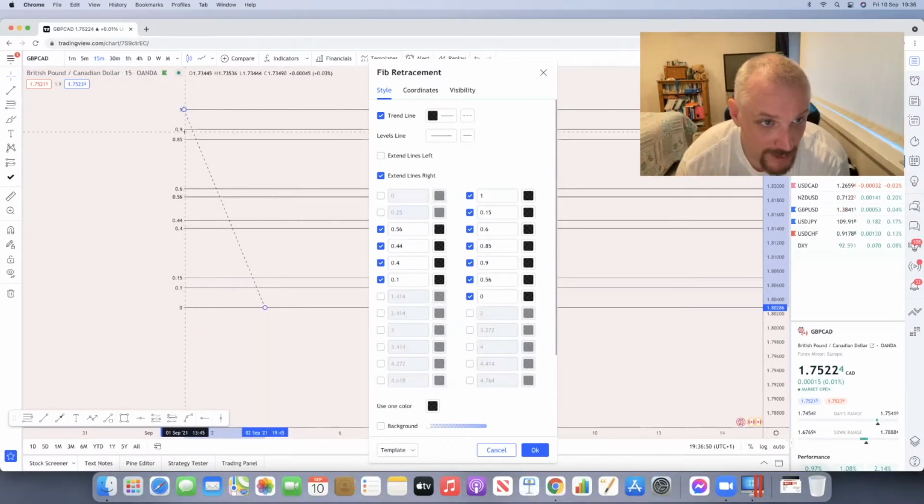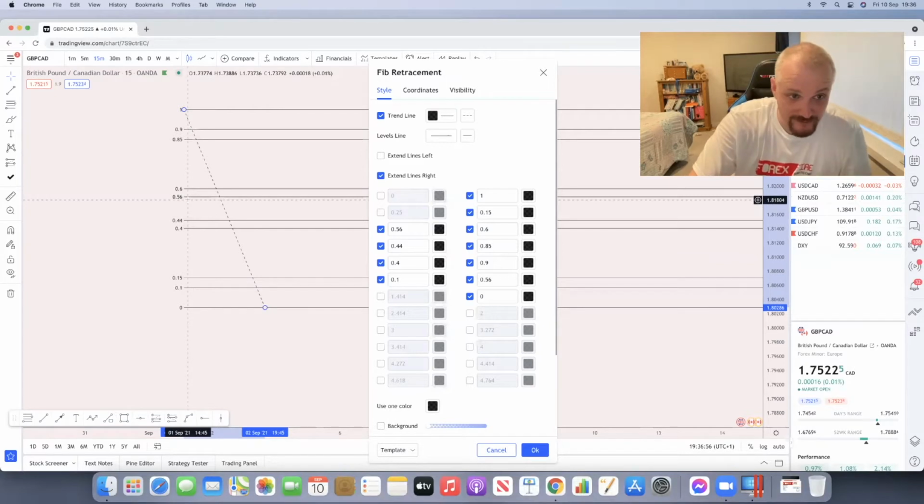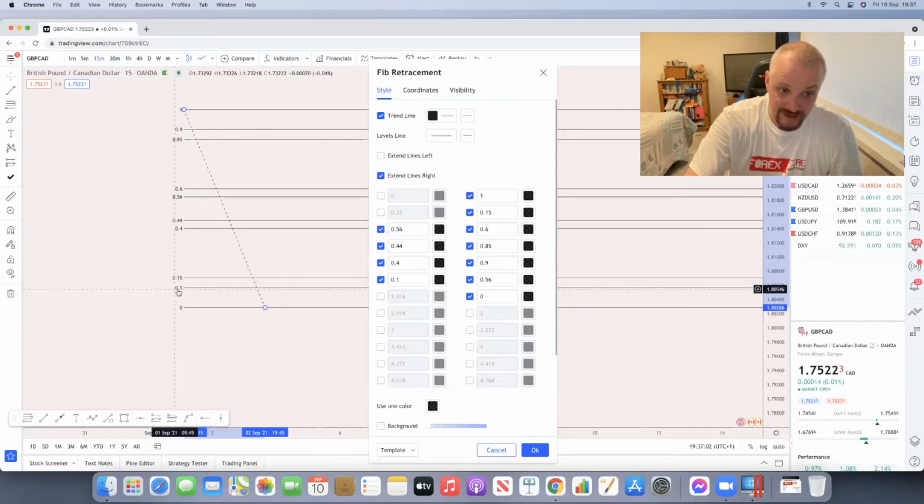We've got a 1, a 0.9, a 0.85, a 0.6, a 0.56, a 0.44, a 0.4, a 0.15, a 0.1, and a 0. And again, they can go in any order on here. You need the trend line. You need to extend them to the right. Have these in any order with these numbers. They don't have to be in this particular order.